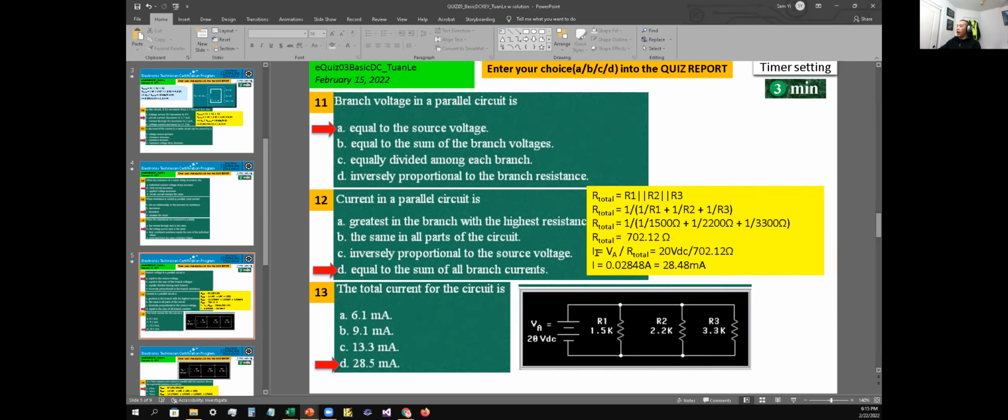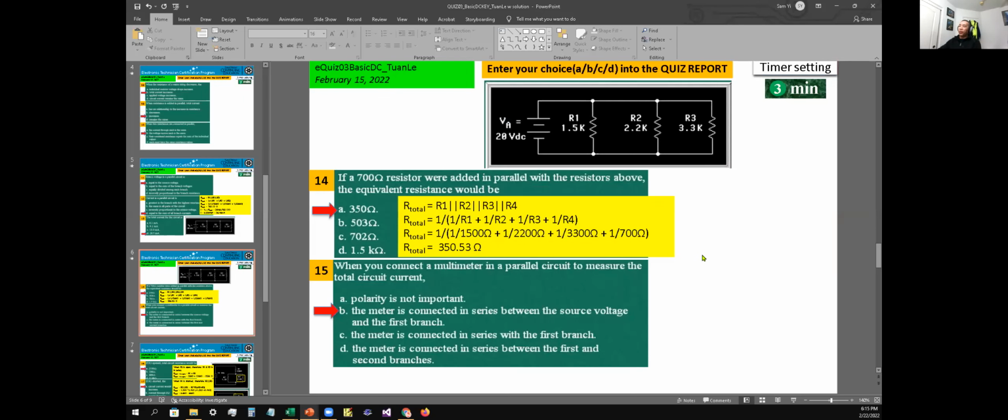And then I equals VA divided by R total. So 20 volts divided by 702.12 ohms yields 0.02848 amps, or convert that to milliamps, 28.48 milliamps. So the answer is D as in David for number 13. Okay, any question on number 11, 12, or 13? Okay, no question.